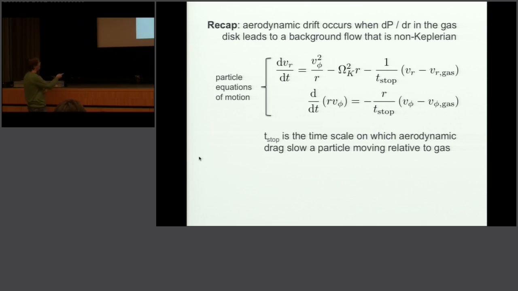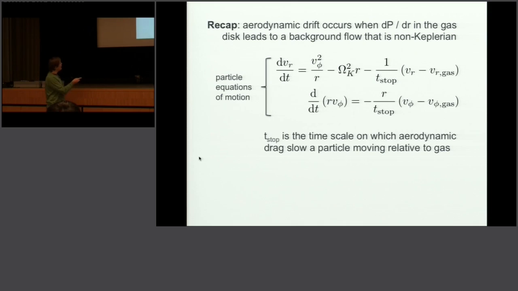Now, a little bit more formally, you can write the particle equations of motion. So here, the Vr and V phi would be the radial velocity and the azimuthal velocity of the particles within the flow. And the point here is that these have source terms on the right-hand side that depend on the difference in velocity between the particles and the local velocity of the gas. And the strength of those terms is defined by the stopping time, which we heard about earlier, the time scale on which aerodynamic drag would slow a particle that is initially moving with some velocity relative to the local gas velocity.